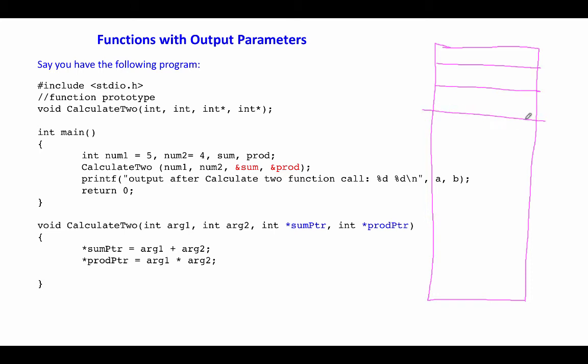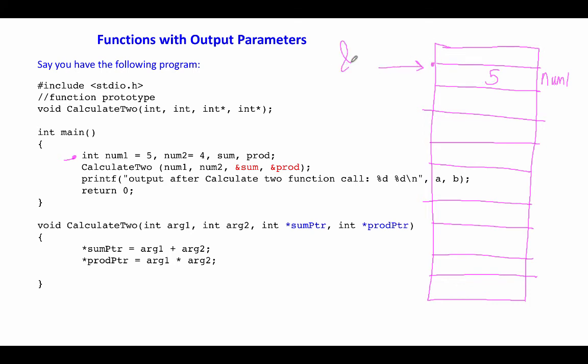The best way to follow what's going on with pointers is to make a memory map, practice, go over it again and again, and start at the beginning. So we start right here at the first instruction in main and follow what happens. The first thing that happens is num1 gets declared and assigned a value of 5, and it gets an address. This is the address of num1.